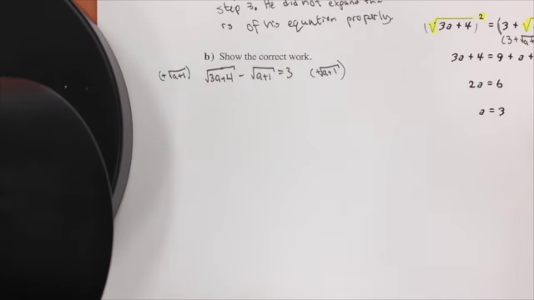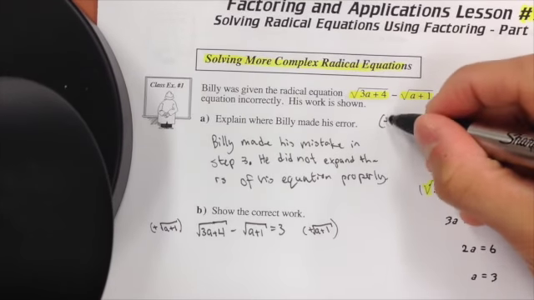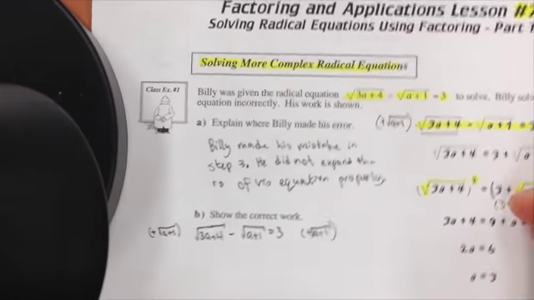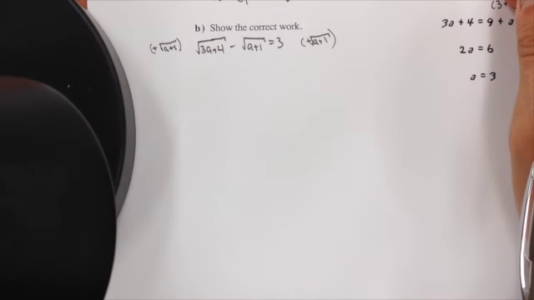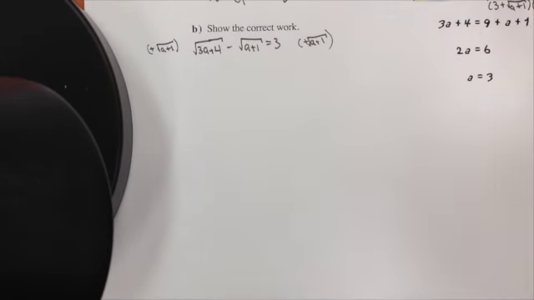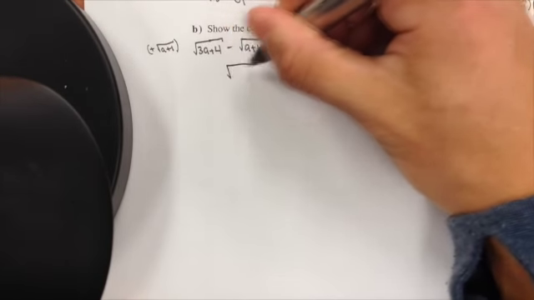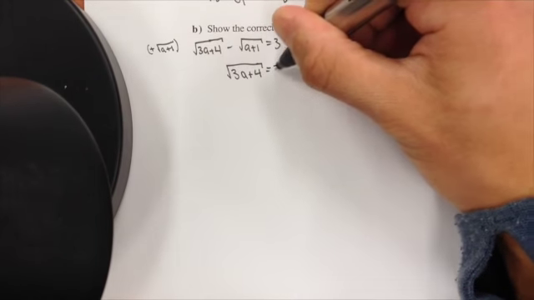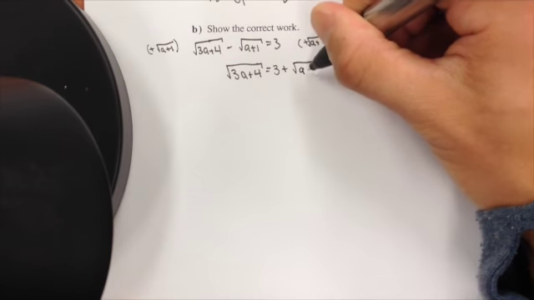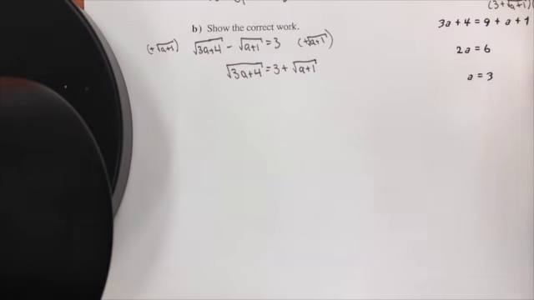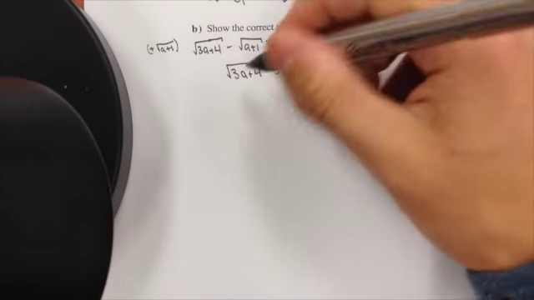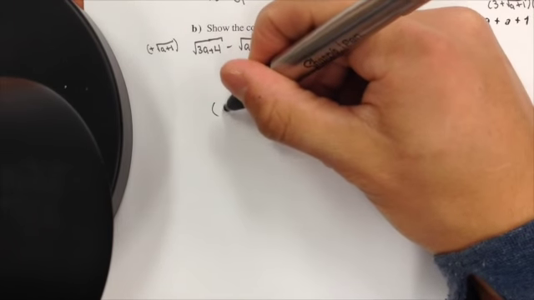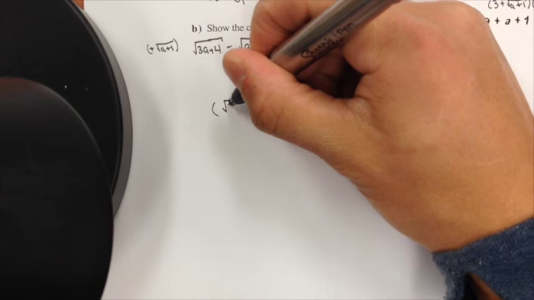Oh, I made a mistake at the top here. I don't know if you caught that, but I said he subtracted by a plus 1 on both sides, but he added, which was good, because that's what we're doing now. Okay, so he added the square root of a plus 1 to both sides, and so then he's left with root 3a plus 4 is equal to 3 plus root a plus 1. And now the next thing he did was he squared both sides.